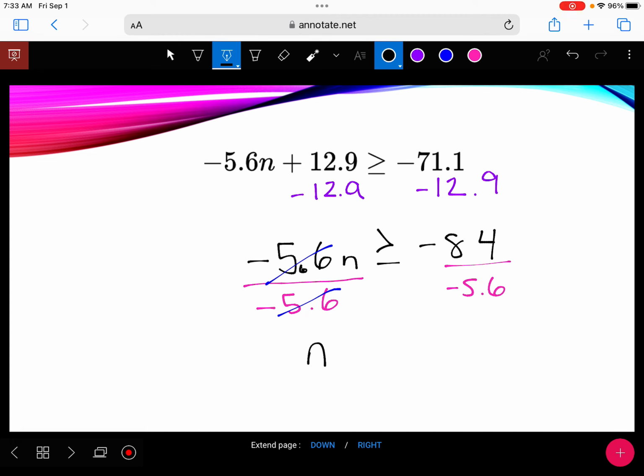Less than. We divided by a negative number. Anytime we multiply or divide by a negative number, your sign changes direction. Multiply or divide by a negative number, change the sign. Then we're going to do 84 divided by 5.6. What do we get? 15.